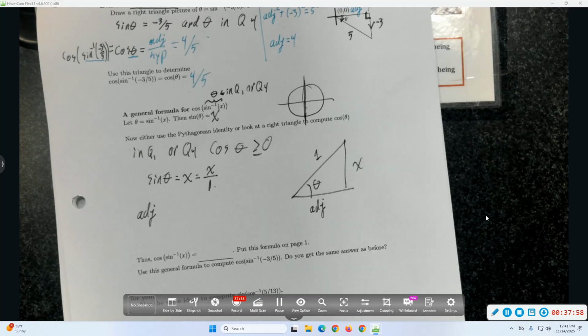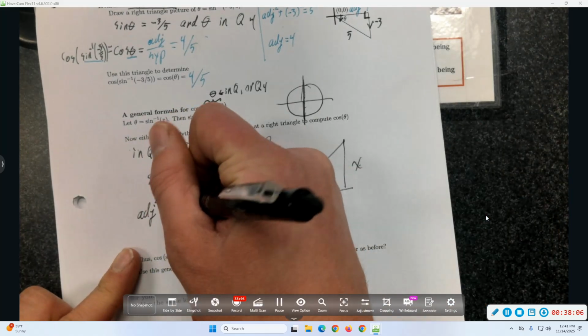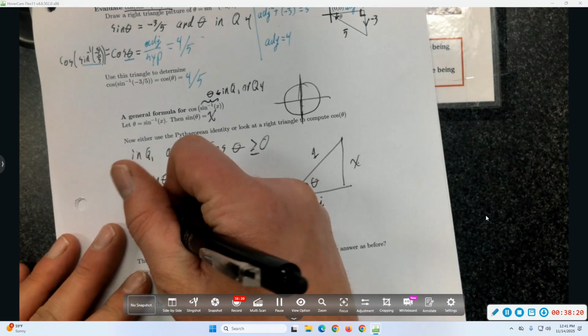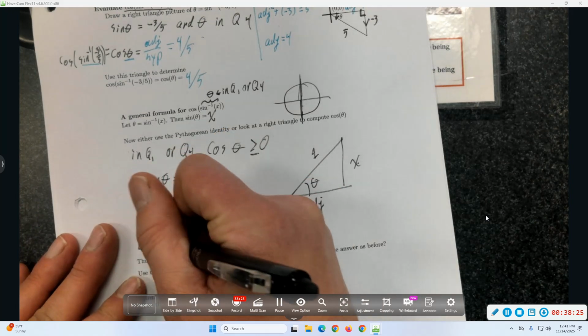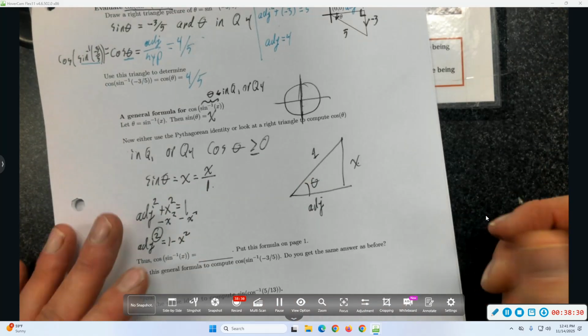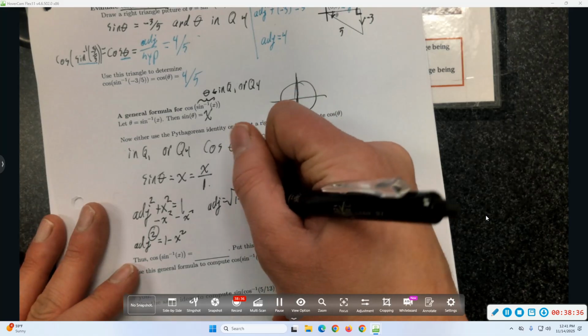Let's see, so what's the right triangle rule that we can use? A squared plus b squared equals c squared. So adjacent squared plus x squared equals 1 squared, which is 1. Now I need to solve that for the adjacent side. So I get 1 minus x squared, because I can subtract x squared. It will be in a square root, because I still have to deal with that squared on the adjacent. So it looks like the adjacent will be the square root of 1 minus x squared.